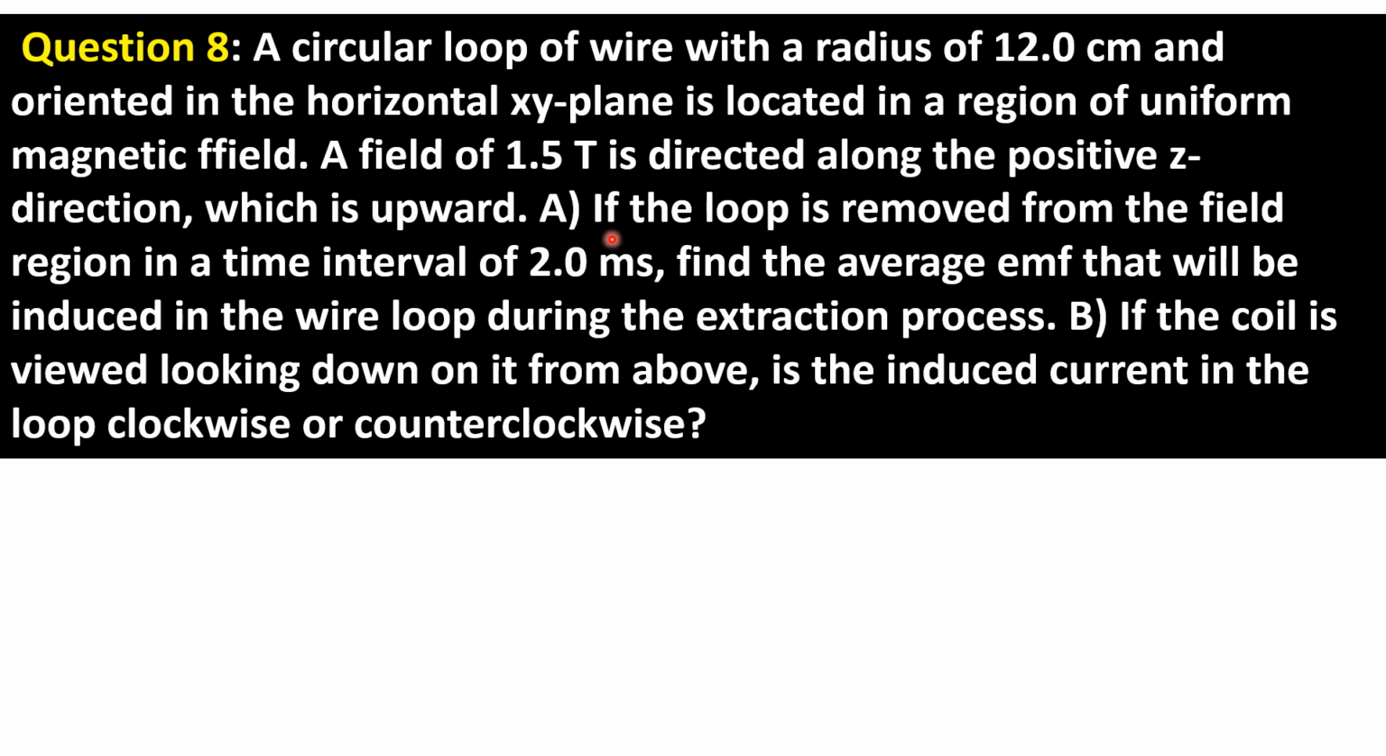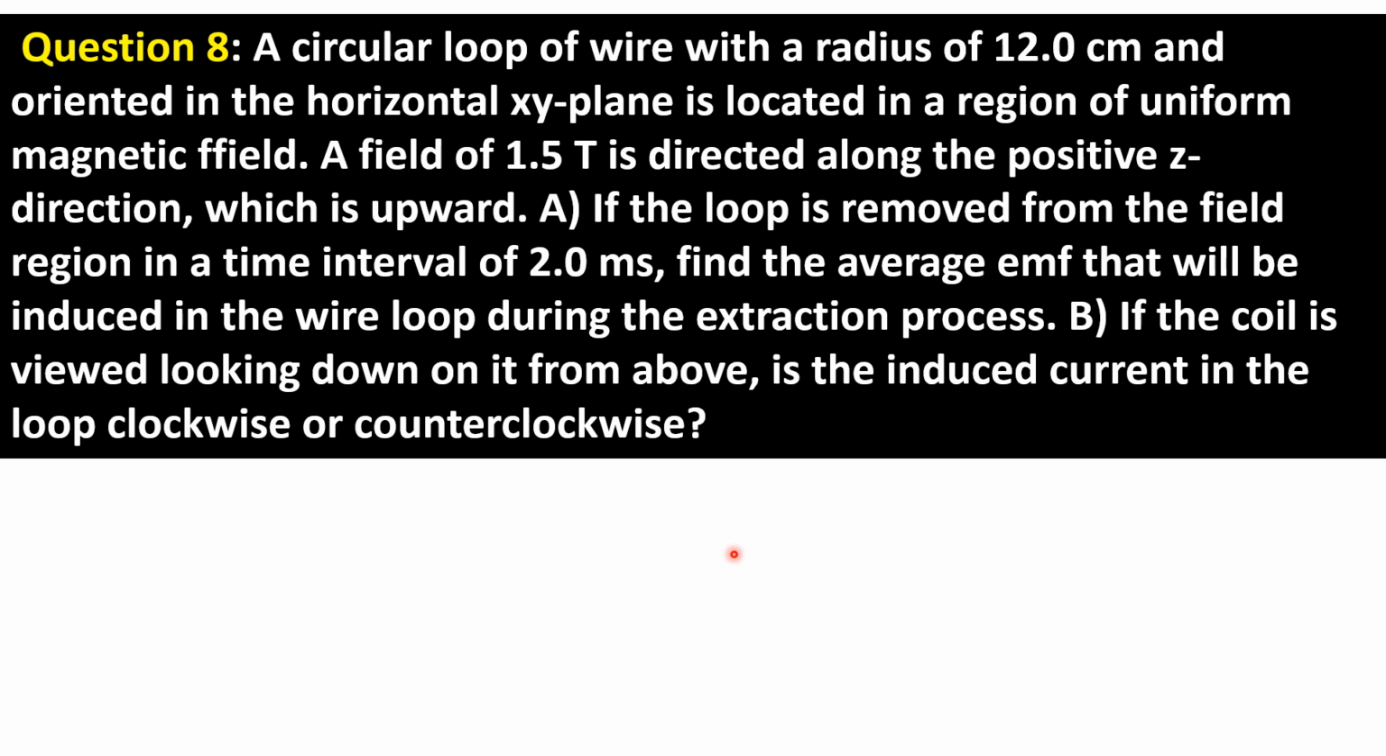Now, letter A, if the loop is removed from the field region in a time interval of 2.0 millisecond, find the average EMF or voltage that will be induced in the wire loop during the extraction process. And letter B, if the coil is viewed looking down on it from above, is the induced current in the loop going to be directed clockwise or counterclockwise? All right, this is in reference to the earlier question that we discussed.